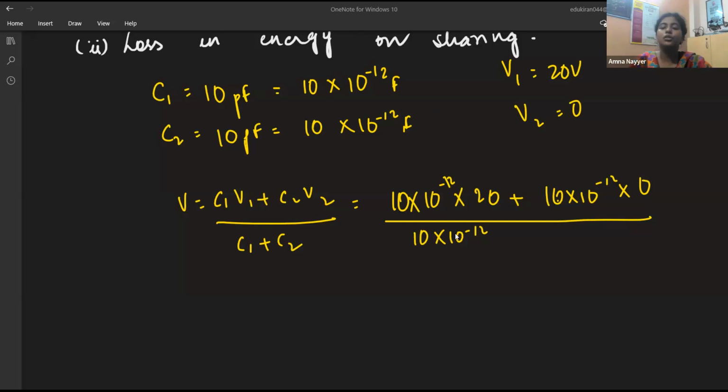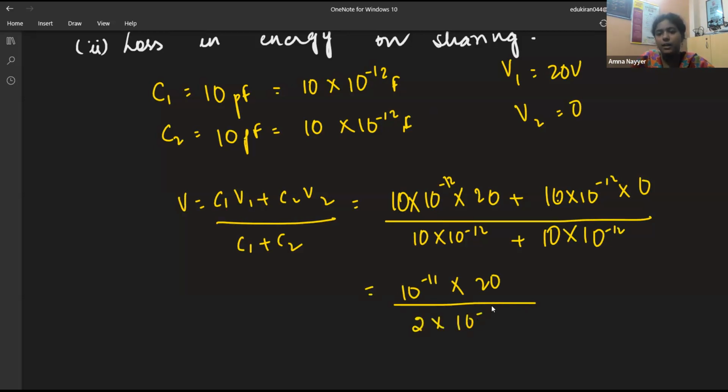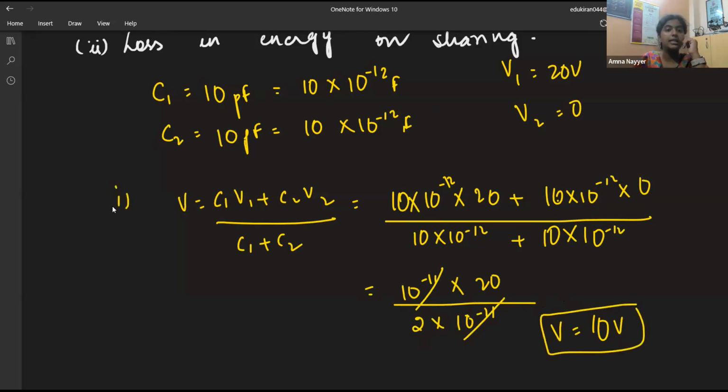All right. So, 10 into 10 to the power minus 12 plus 10 into 10 to the power minus 12. This term would automatically become zero. From here, let us write it as 10 to the power minus 11 only. 10 to the power minus 11 into 20, divided by... this is zero, so I'm not writing it. This is 2 into 10 to the power minus 11, right? Doubling of it. So this gets cancelled. Common potential becomes 10 volt. This is the common potential, the answer to the first part.